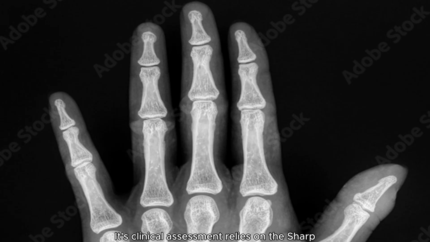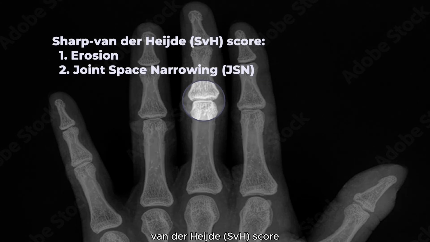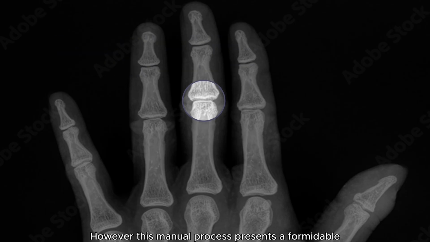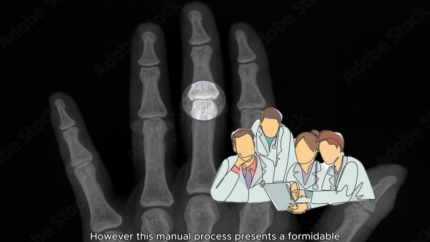Its clinical assessment relies on the Sharp-van der Heijde SvH score, the gold standard for quantifying structural damage, qualifying erosion and joint space narrowing, JSN, scores. However, this manual process presents a formidable fine-grained visual challenge.